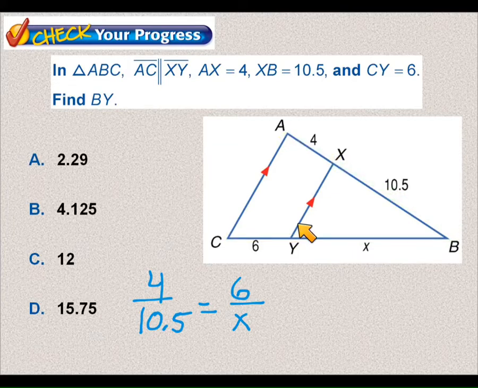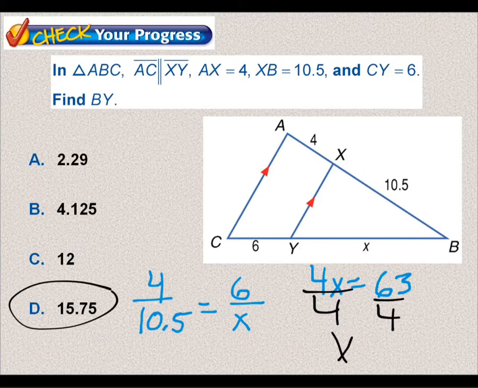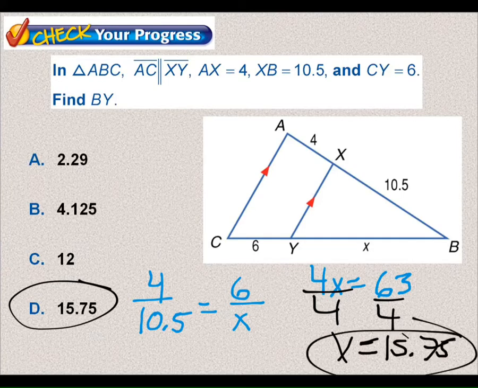So again, if you had 10.5 over 4, that's fine. You would have x over 6. Cross multiply. You get 4x is equal to 63, and I think you get 15.75. So x is 15 3/4. Questions there on that theorem? Pretty straightforward. If the two lines are parallel, you can write your two proportions from those.